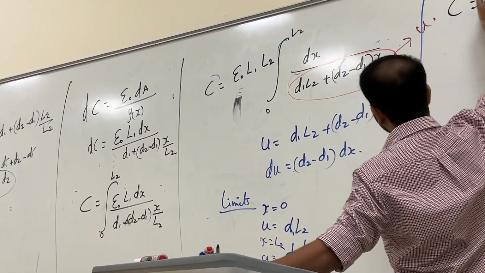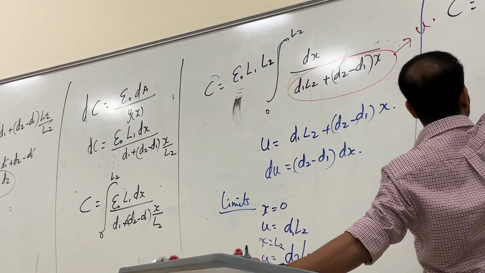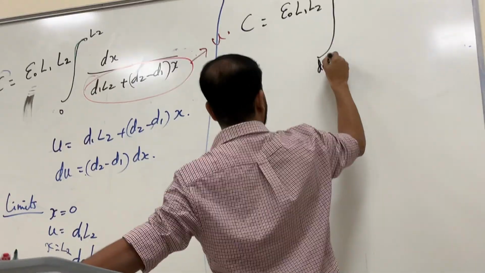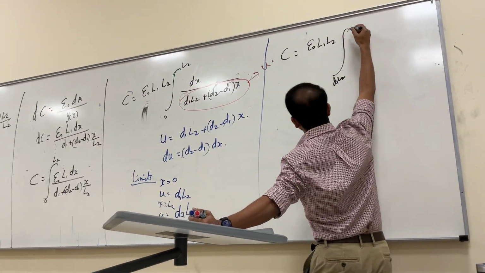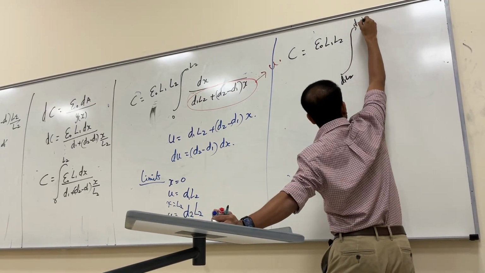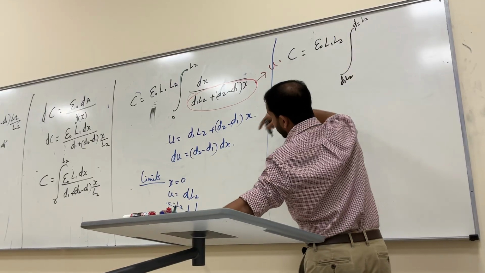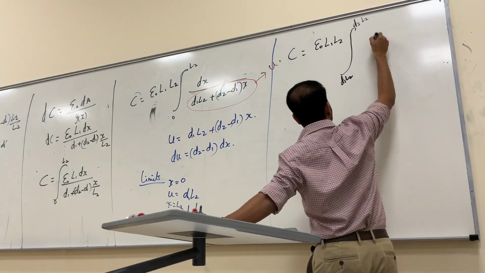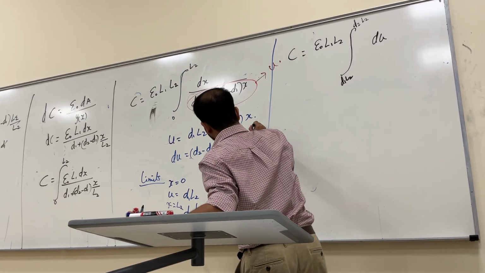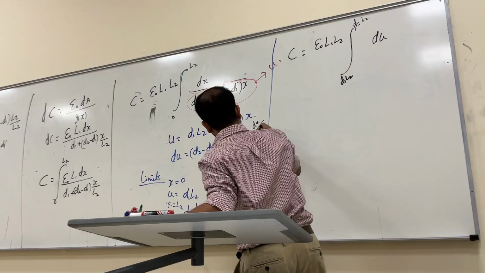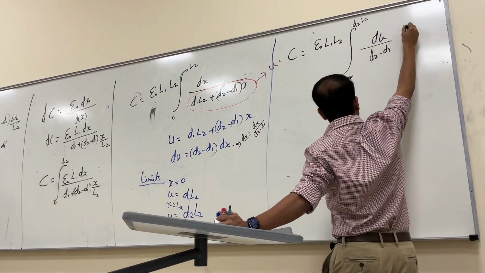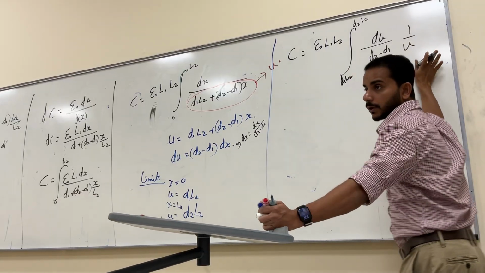So this will be epsilon 0 L1 L2. Instead of 0, you have d1 L2, right? Instead of L2, you have d2 L2. And what is dx? dx is equal to du over d2 minus d1, right? So the factor is 1 over d2 minus d1. Now you can integrate this one.